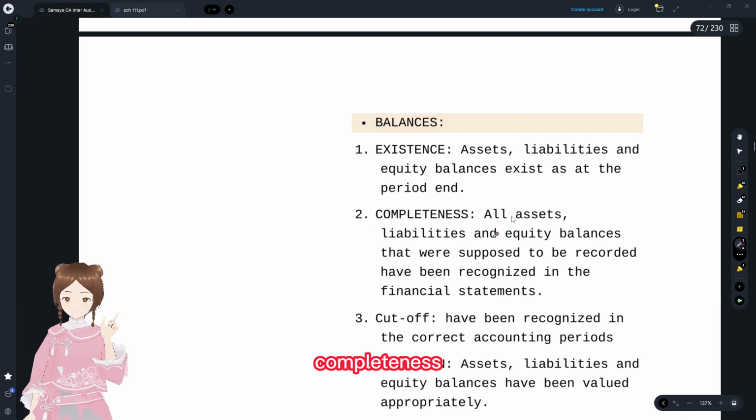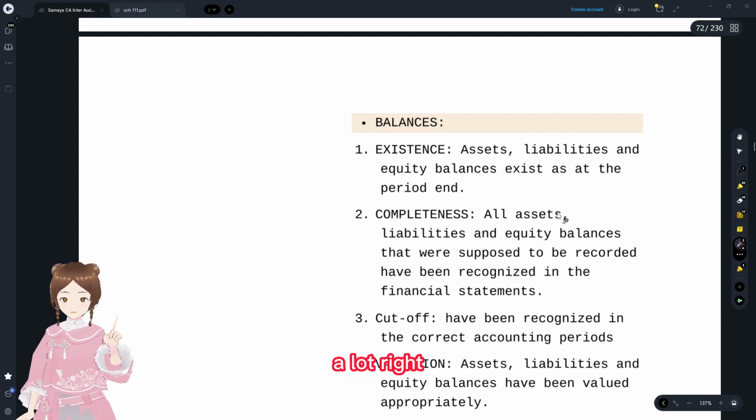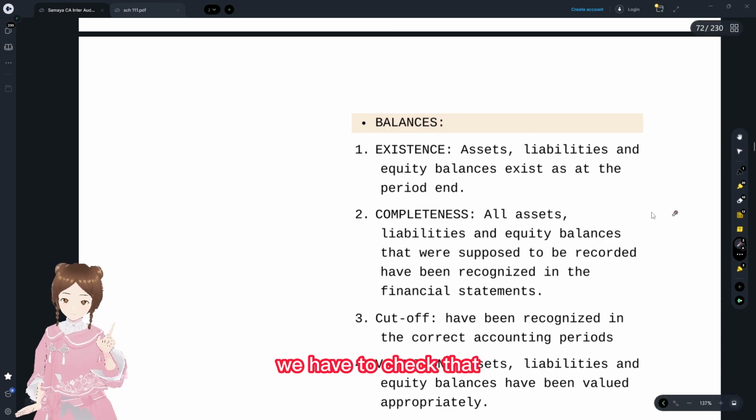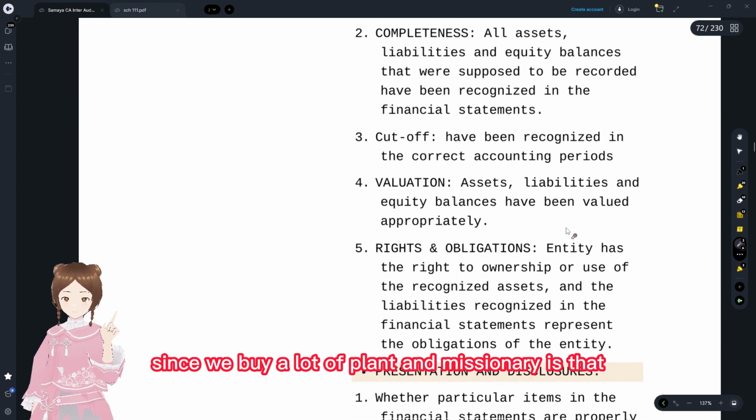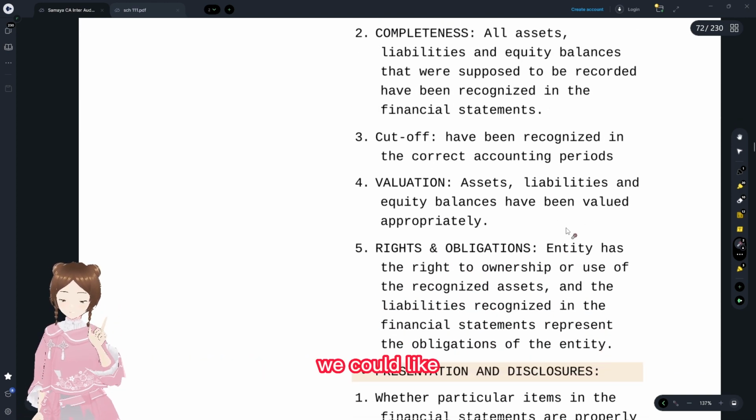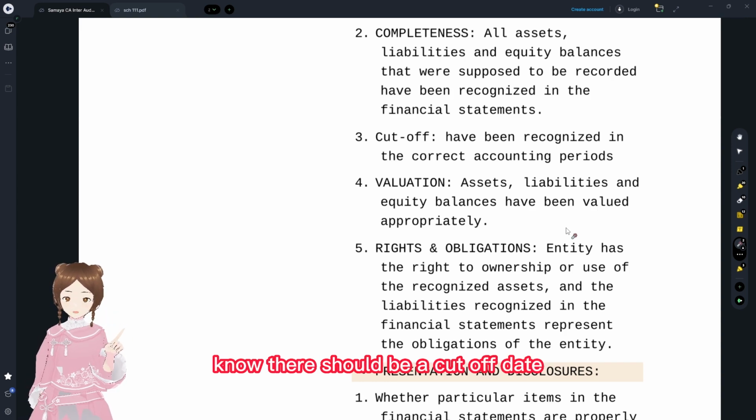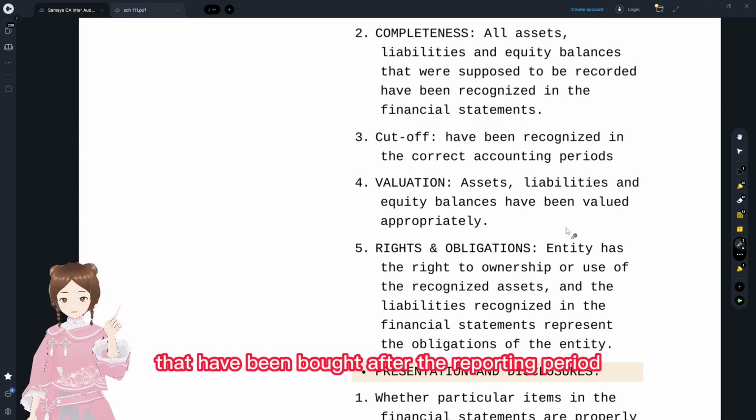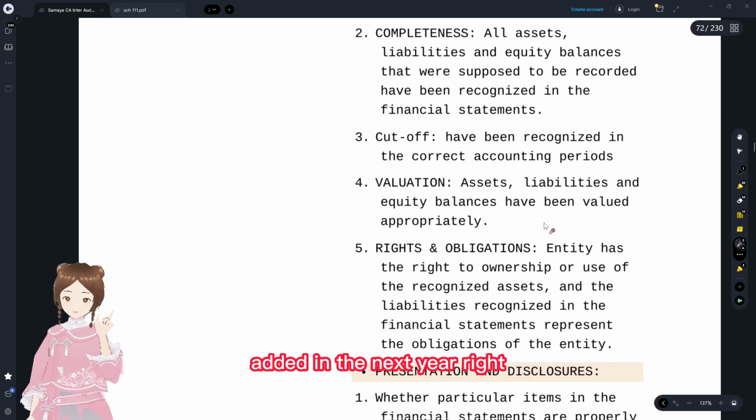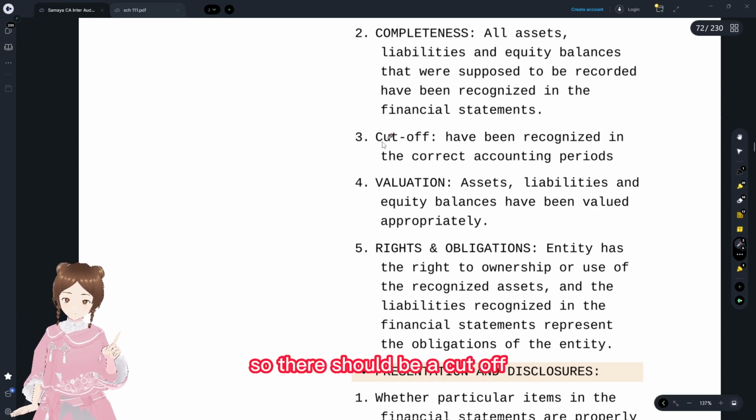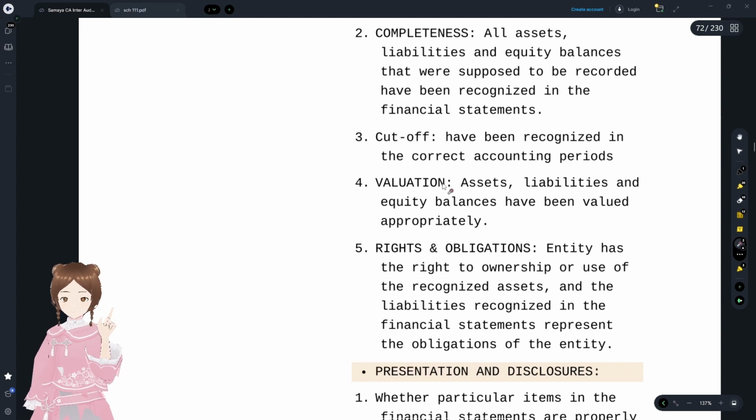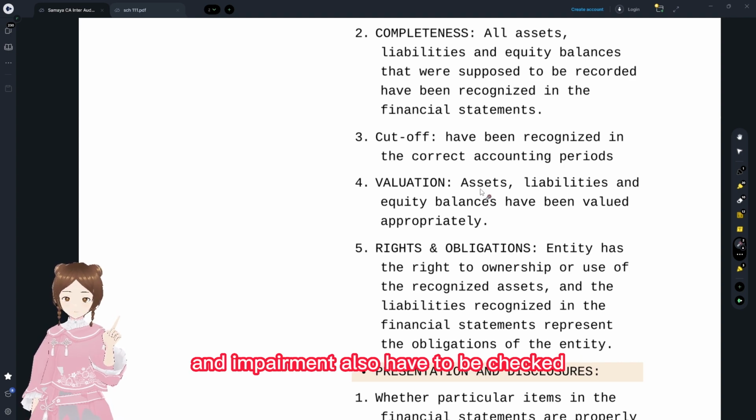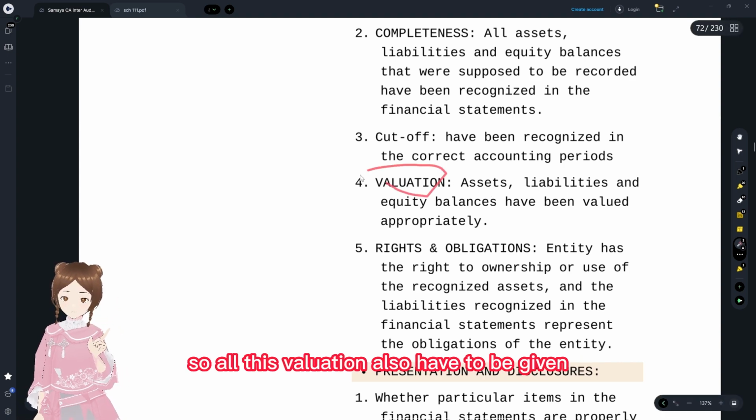Second thing, completeness. We buy a lot of plant and machinery, right? So we have to check whether all the plant and machinery were in the financial statements or not. Since we buy a lot, can we just add all of them? No, there should be a cutoff date. You cannot add the plant and machinery that has been bought after the reporting period. You have to add it in the next year, right? So there should be a cutoff with regards to that. And valuation: we know that there's a lot of depreciation that takes place, and impairment also has to be checked. So all this has to be considered in the valuation.